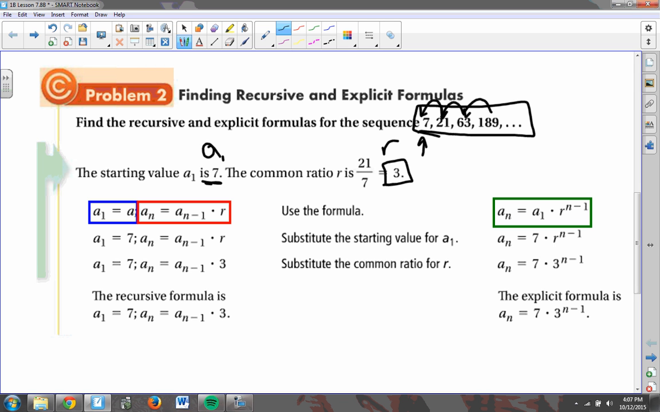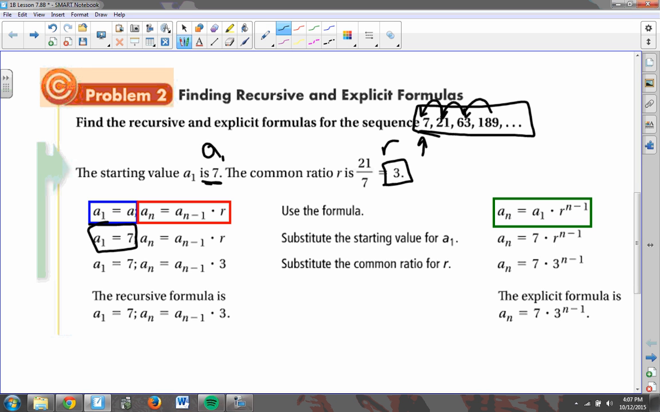Okay? So here's what we need to fill in on our explicit and recursive formulas or definitions. We need to fill in our A1 value, meaning our starting point, and our R value, wherever we see them in our formulas. So for our recursive definition, we have to say first, what is my A1 value? We just say here, A1 equals 7. That's easy enough. That's just what your A1 value is.